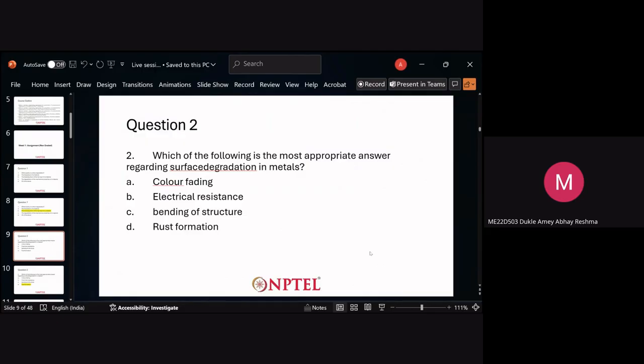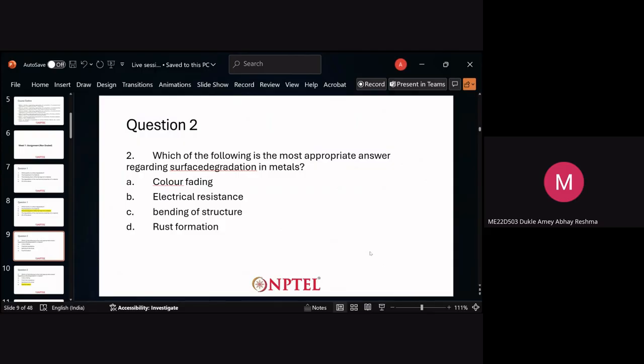Which of the following scenarios is a surface degradation in metal? So basically, whether it is color fading, whether it is electrical resistance, whether it is bending of a structure, or whether it is rust formation. So basically, rust is the only one which is a surface level phenomenon which suggests that yes, the material has degraded.